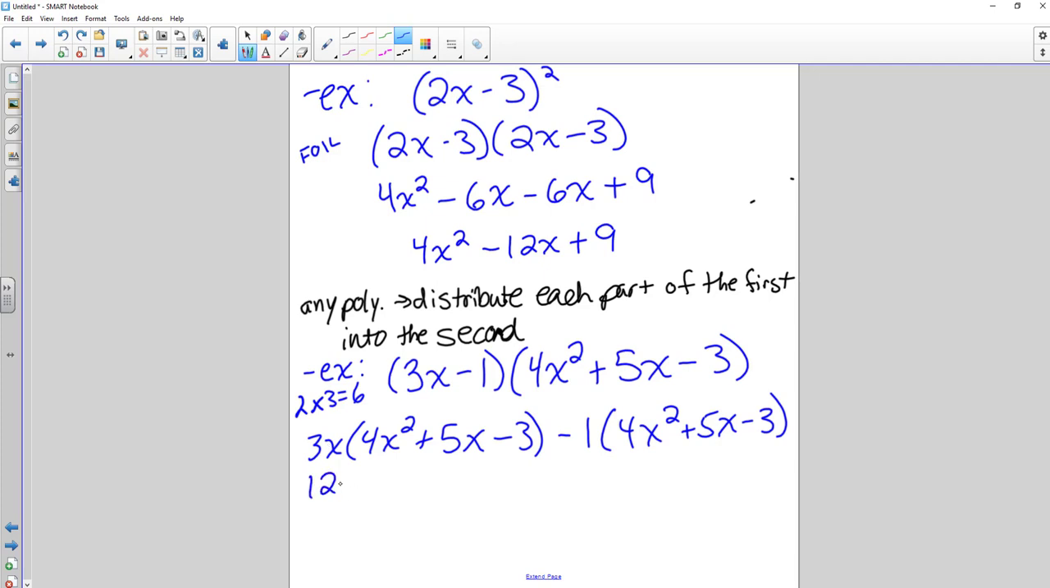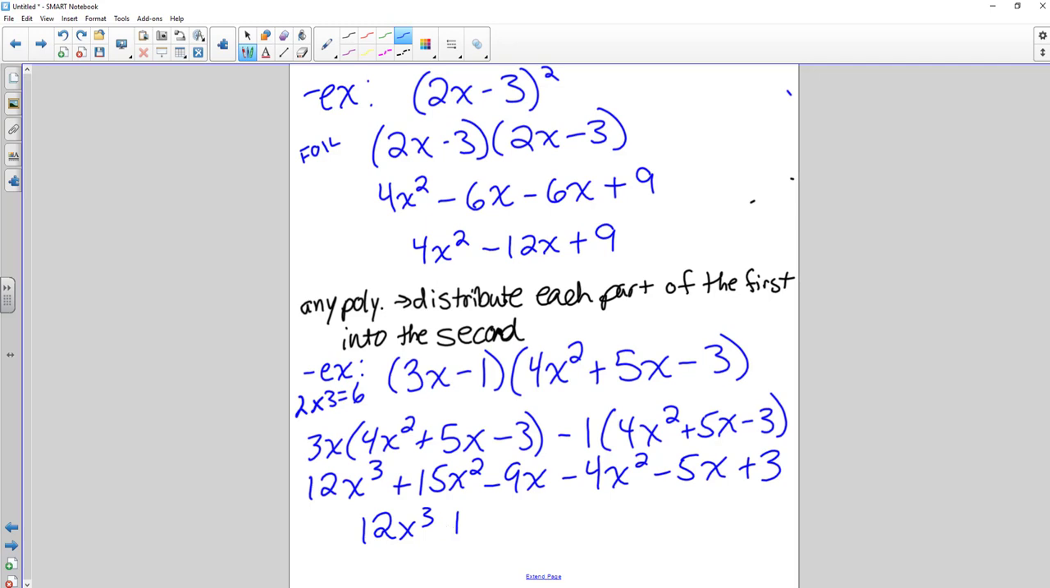So distributing the 3x, I'll have 12x cubed plus 15x squared minus 9x. And then the next part, when I distribute the minus 1, minus 4x squared minus 5x and plus 3. So now, let's see what we can combine. So 12x cubed, that can't be combined, but the 15x squared minus 4x squared, put those together and I have plus 11x squared. Then minus 9x minus 5x is minus 14x. And then it looks like 3 is the only constant, so we'll bring that down.